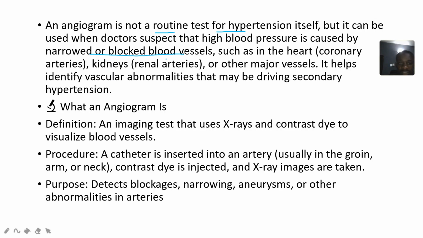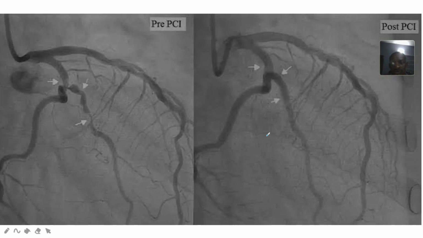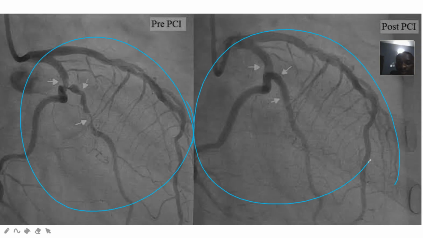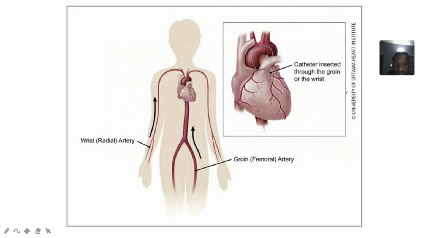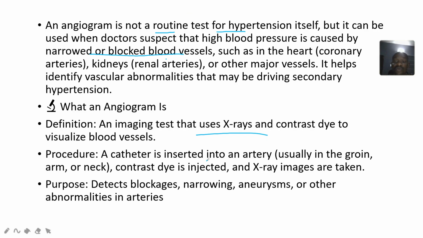So it's an imaging test that uses X-ray and they'll use contrast dye. So by doing that, they don't do X-ray just like that. They give you contrast. Contrast is a material that will basically enhance the view of these blood vessels. So a catheter is inserted. See, they insert it through the femoral artery, and I think they will actually pour the contrast there.